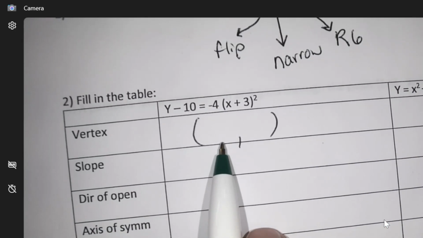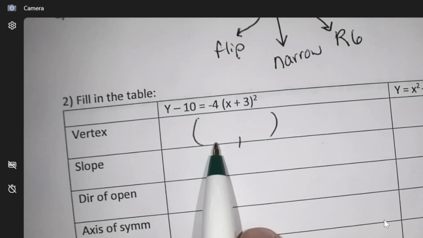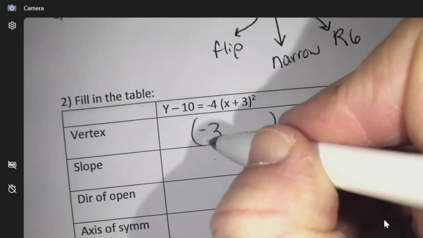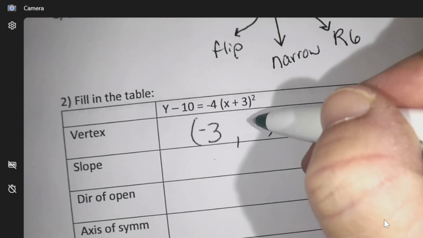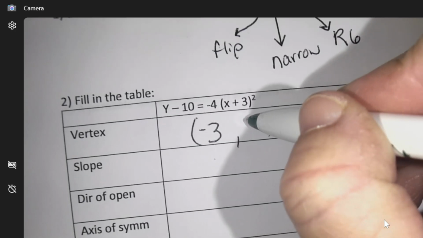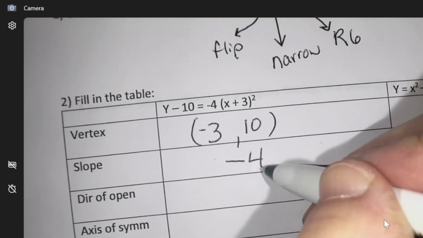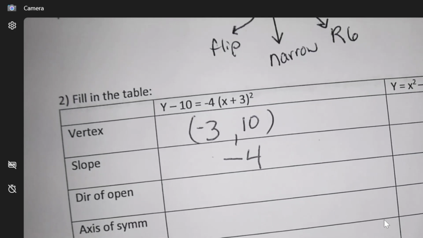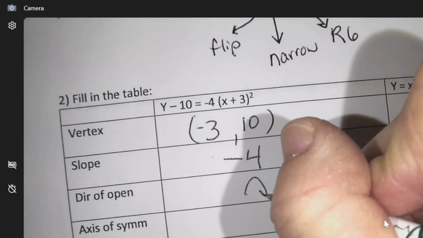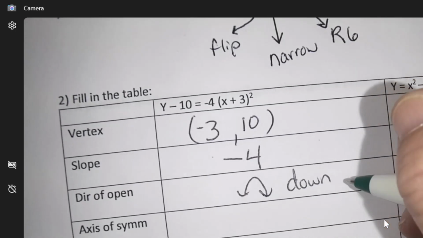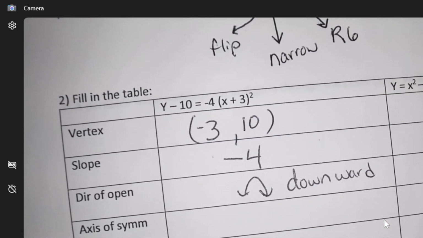Okay, so should I do a 3 or a negative 3? Negative 3, and then are we doing a negative 10 or positive 10? So this one was that they were both opposite numbers, right? The slope is the multiplier, negative 4. So that means it's going to go downward. It's going to be flipped.